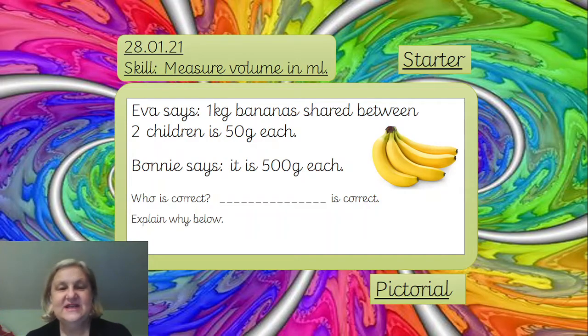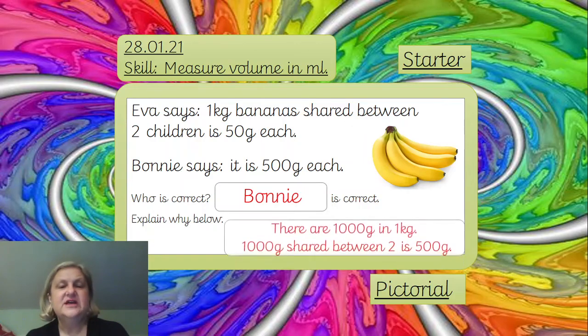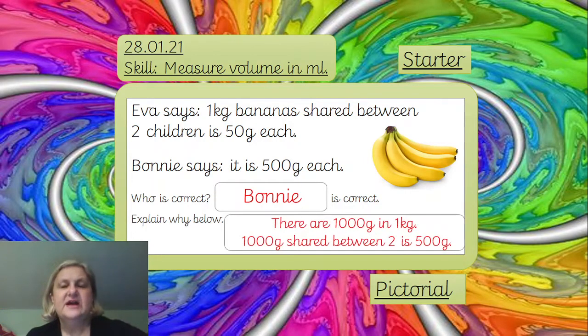Okay, so it is Bonnie who says it's 500 each. If we have 500 and we add 500 to 500, we get 1,000, and we know that there is 1,000 grams in 1 kilogram. So 1,000 shared between 2 people is 500 grams. Okay, if it was 50 grams, then the 1 kilogram would equal 100 grams, and that's not right.